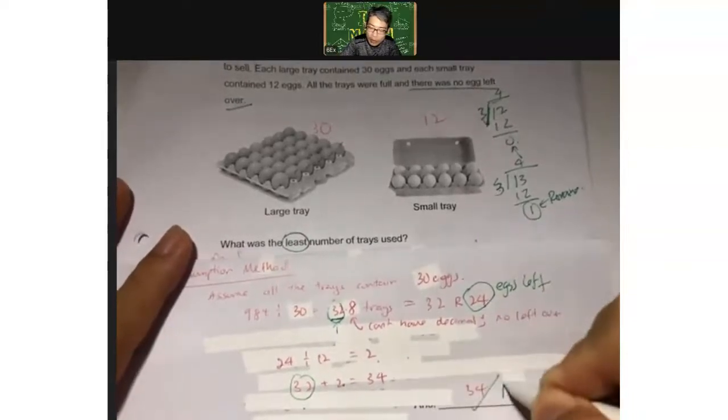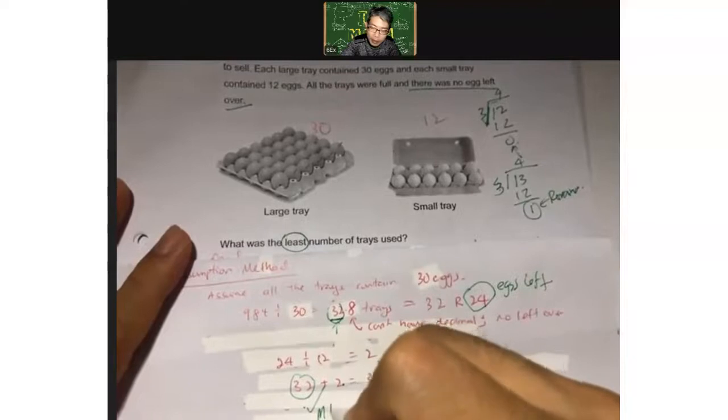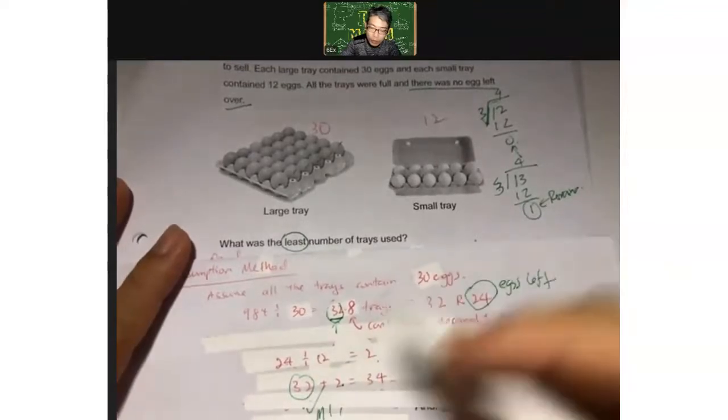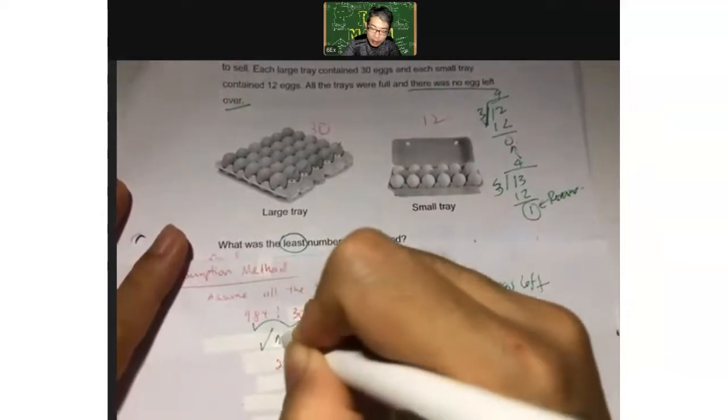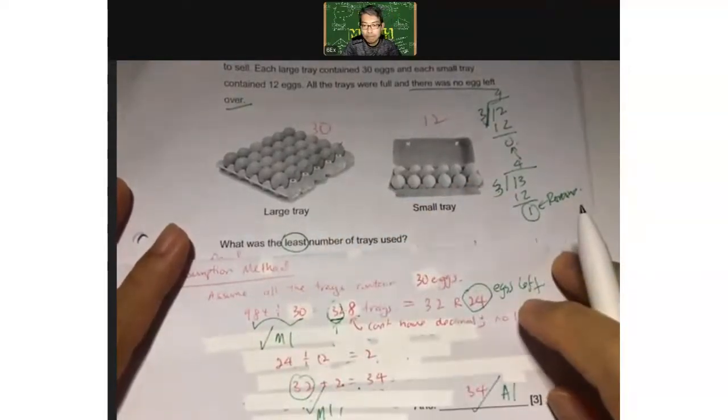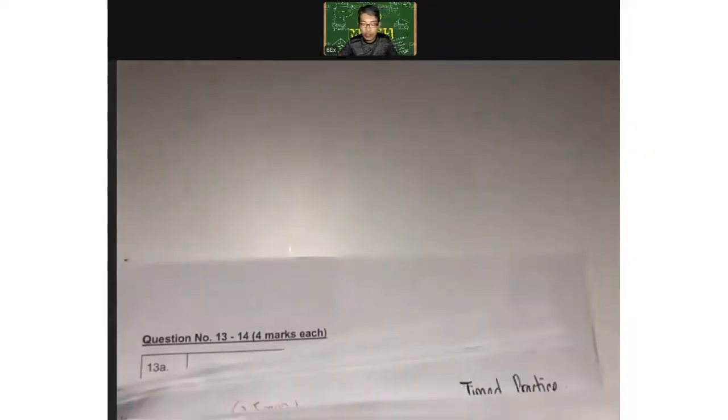So your answer mark here, your method mark here to get 32 plus 2. And here, this step is also important, method mark for this. Let's move on to the next question.